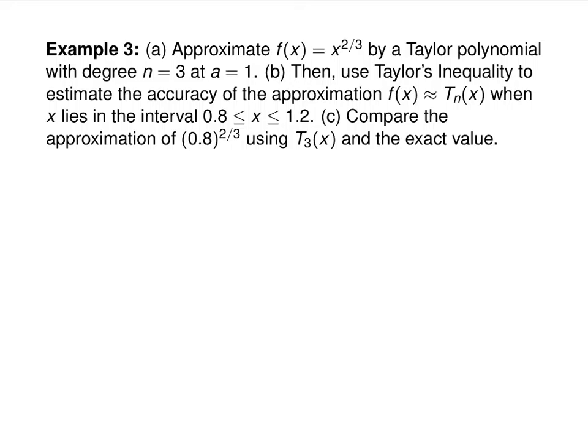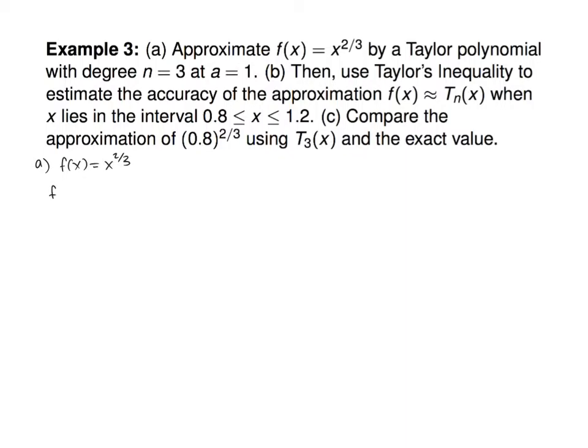Okay, so we have three parts. Part A is to approximate the function f of x equals x to the 2/3 by a Taylor polynomial with degree n equals 3 at a equals 1. Everyone can do that, right? Yes, okay, let's do that then. So part A. Our f of x is x to the 2/3.